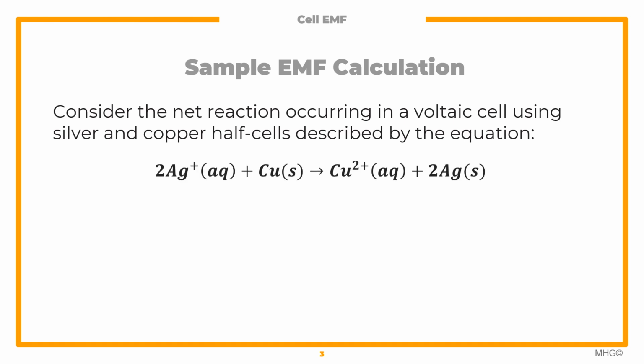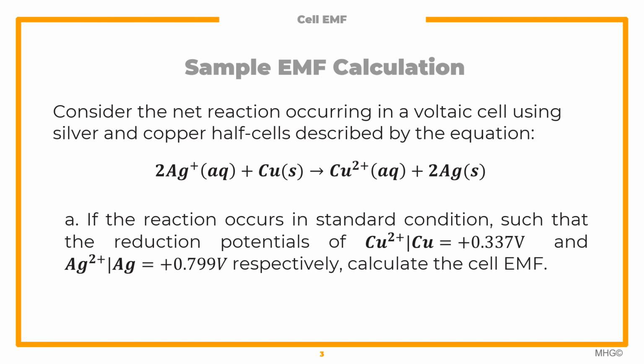Okay, so we are now to consider the net reaction occurring in a voltaic cell using silver and copper half cells described by the equation. We are asked, if the reaction occurs in standard conditions such that the reduction potentials are given as follows, to calculate the cell EMF. And of course, letter B, identify if the reaction taking place is galvanic in nature.